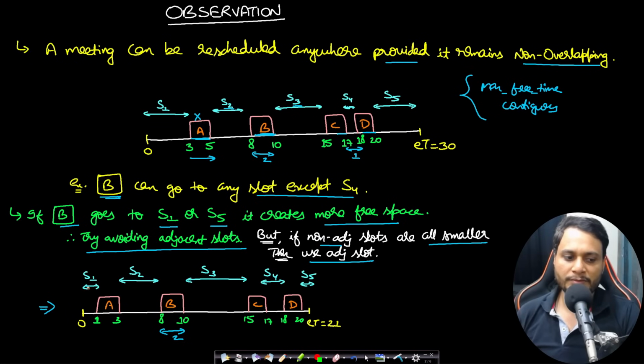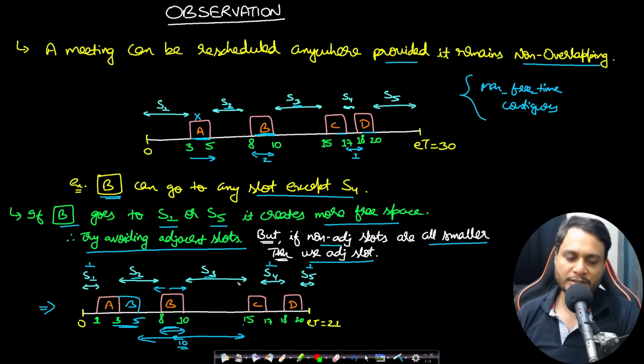And if you consider the width of S1 is 1, S4 is 1, S5 is also 1. So B cannot be put in any non-adjacent slots. So it has to be just slid in the same adjacent slot. So you can slide left or right, it will not matter. Let's slide it to the left hand side, and so the free time which gets created will be 15 minus... if you slide it to the left hand side, then the width will get added here. So 15 minus 5, which will be 10.